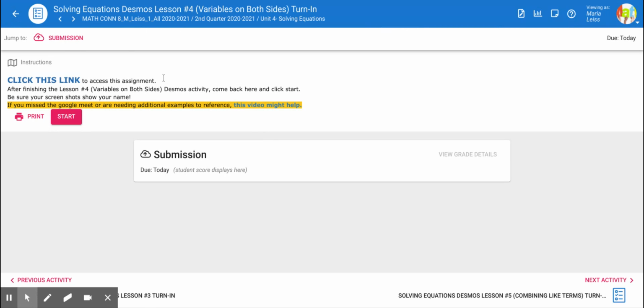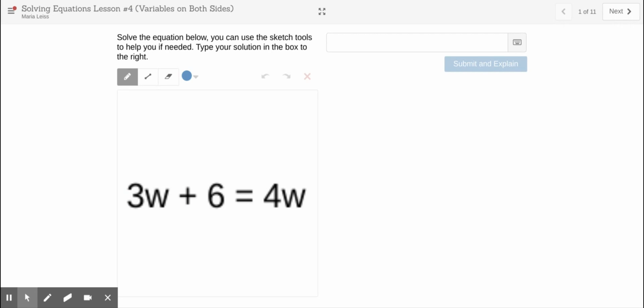To get into this, you'll click on number 3 on the agenda, and then you'll click on the link that's inside of that activity. There we go. So here's what the first example looks like of this activity.